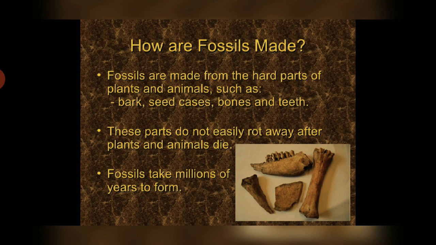So we know that when an organism dies, if it comes in contact with oxygen, then gradually decomposition starts, because oxygen helps to decompose. After the decomposition of the soft part, only the hard part is present, but the hard part does not decompose easily. That's why the hard part becomes a fossil, not the soft part.